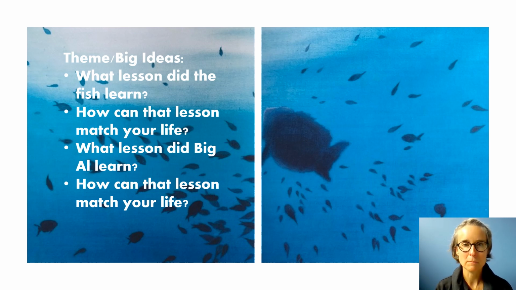Did you notice Big Al and the fish learning some things from their experiences together? Remember, theme, or the big ideas, connect to the lessons that the characters are learning that we can also learn for our own lives. I'd like you to start thinking about the fish. What lesson did the fish learn? And it's probably a lesson about Big Al. I think you figured out some lessons that they learned.